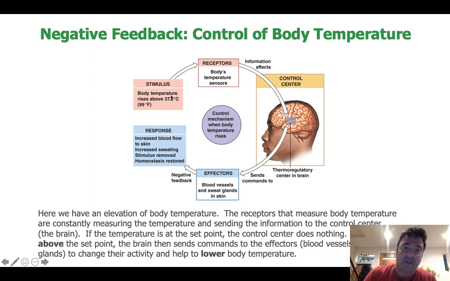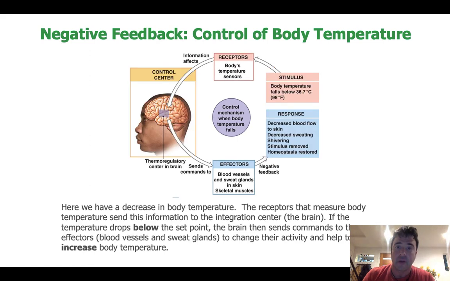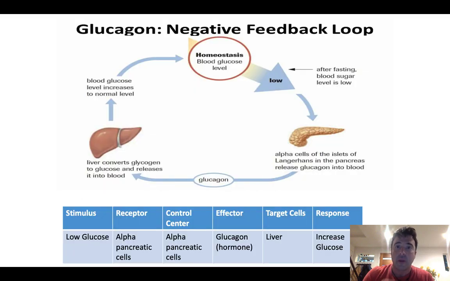Because the response is the opposite of the stimulus, by definition, this is a negative feedback pathway. Most of the physiological variables that we look at in this class are regulated via negative feedback, with the exception of childbirth and blood clotting, which we'll talk about in a little bit. So you can then look at this feedback cycle in the opposite direction, right? And how do we warm up?